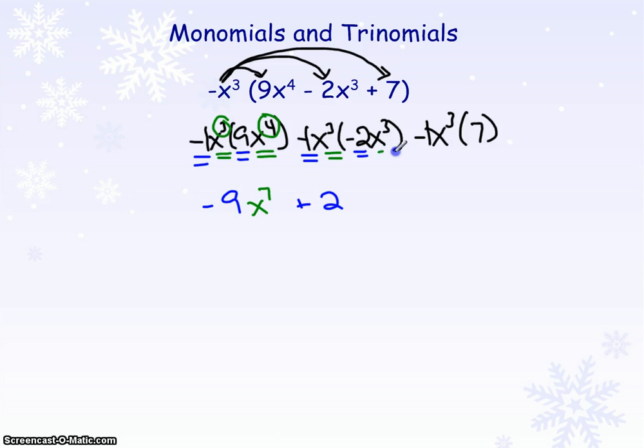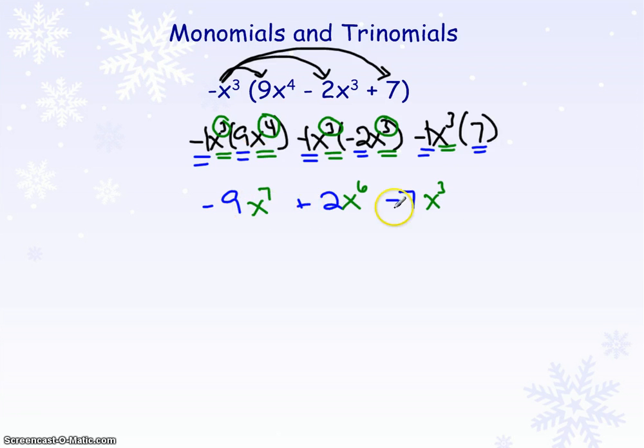x to the third times x to the third. Keep your base, which is x, add your exponents. 3 plus 3 is 6. And the last part here, negative 1 times 7 is negative 7, and x to the third doesn't have another x to the third, so it just carries down and stays x to the third.